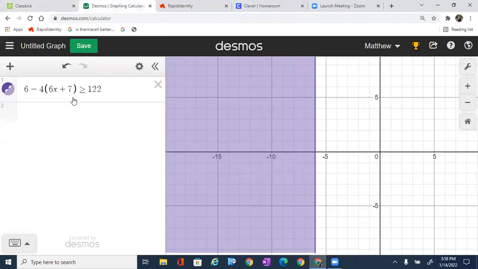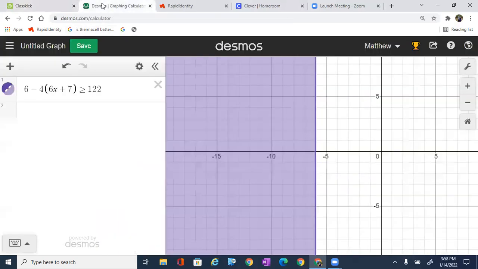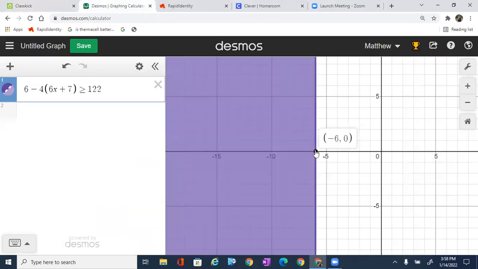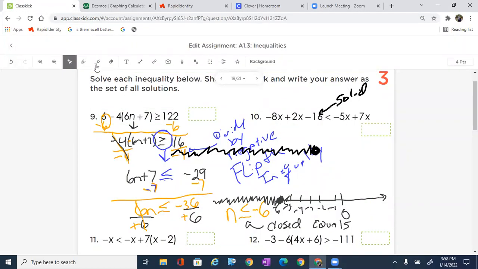Just like our graph before, check out what happened. We started with a closed circle on negative 6, and then it worked to the left for all those numbers less than negative 6. If you look at our Desmos, there's negative 6. It is, in fact, a closed circle because notice the line is solid. Then we shade to the left. That verifies our work that it starts at negative 6 as a solid dot and moves over to the left. And that's what we've got. Hope that helps you out with solving linear inequalities. In this case, a little bit more complicated because we've got a few more steps in there.